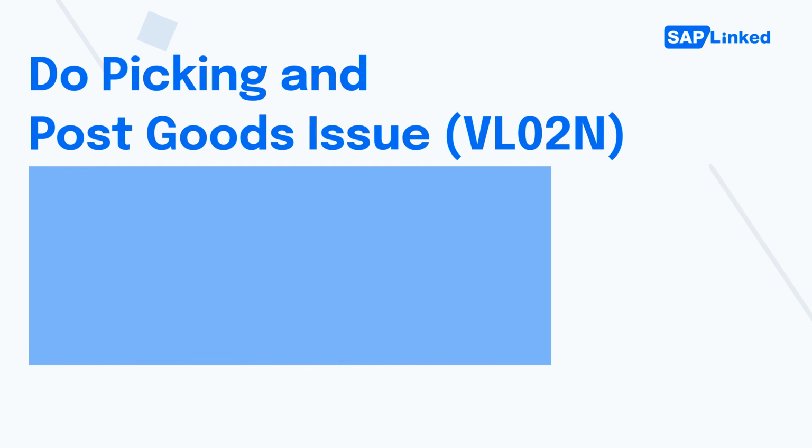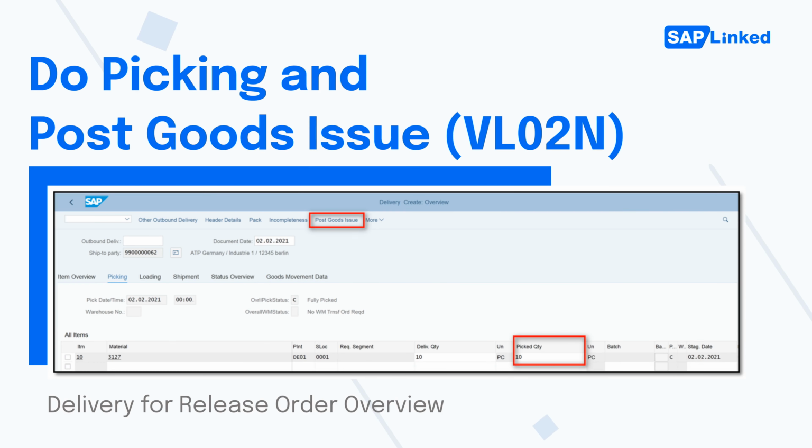To do the picking and post goods issue, go to transaction VL02N. Enter the delivery number and in the Picking tab enter the picking quantity. If the picking is completed, post goods issue. In the next slide, we'll see how to generate the invoice for release order.